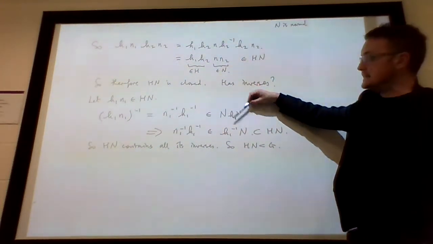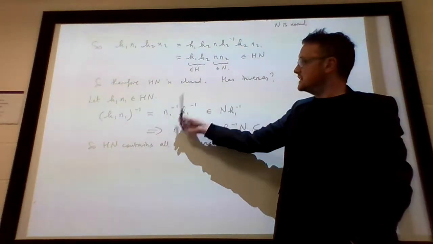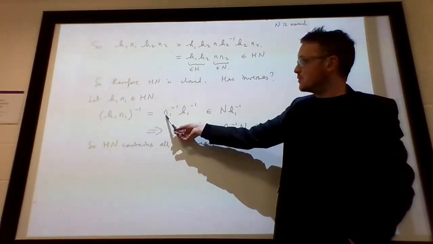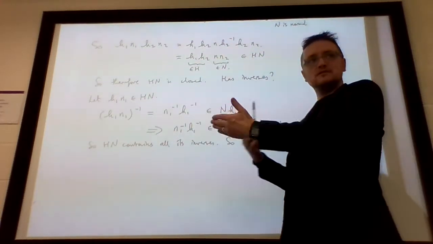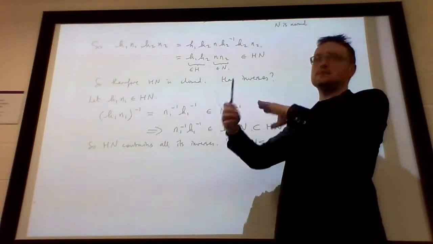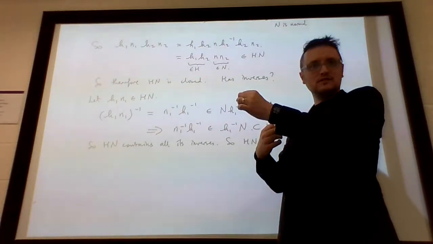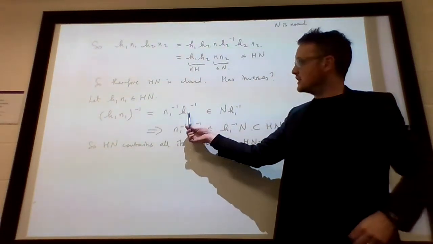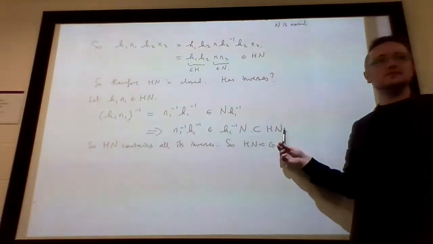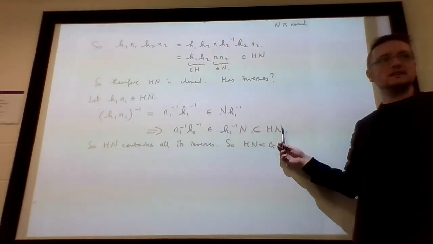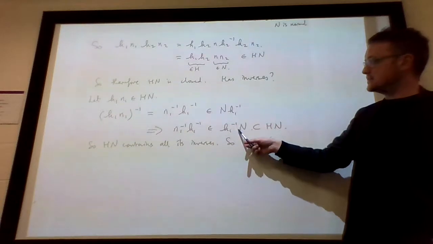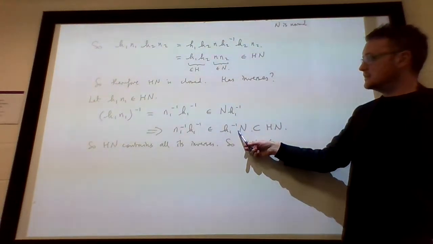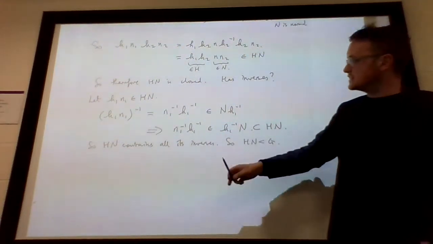Without normality, what this looks like is something from N times something from H. And you're going to struggle without normality and without commutativity of the operation. How are you going to reorder that as something from H times something from N? That's the difficulty. So it's the normality that allows me to know that this product is.